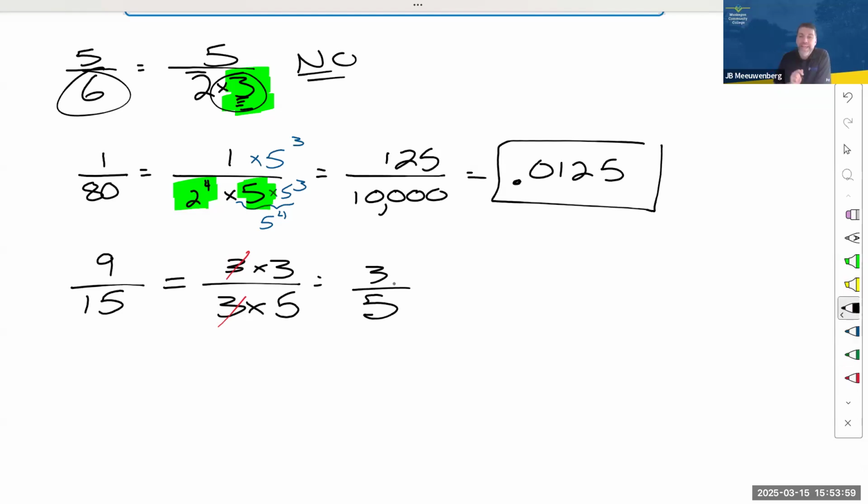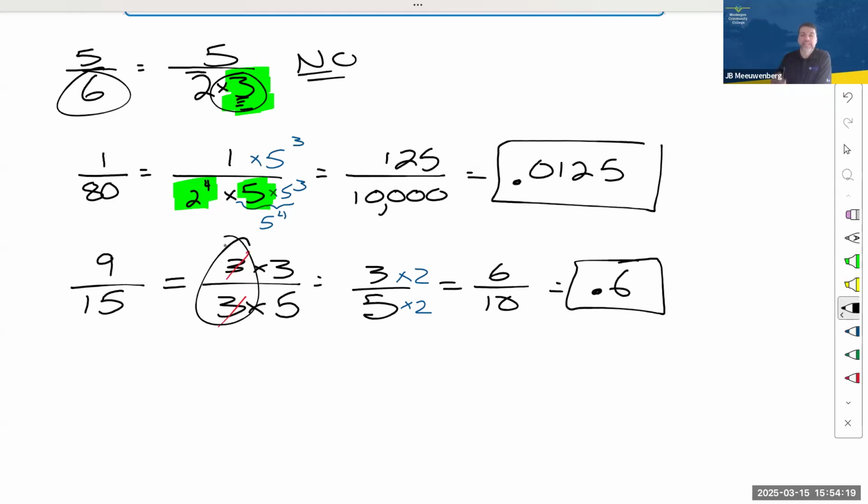And then our denominator only has 5s in it. So to get it in its decimal form, all we need to do is multiply the top and bottom by 2. That gives us the fraction of 6 over 10, which would be 0.6 or 6/10. So you do have to make sure that it is in its simplest form.